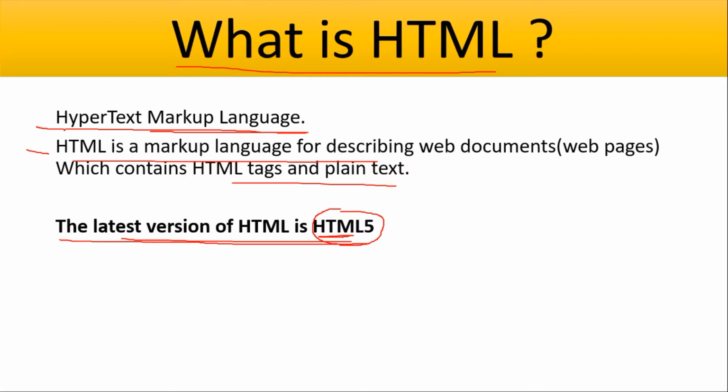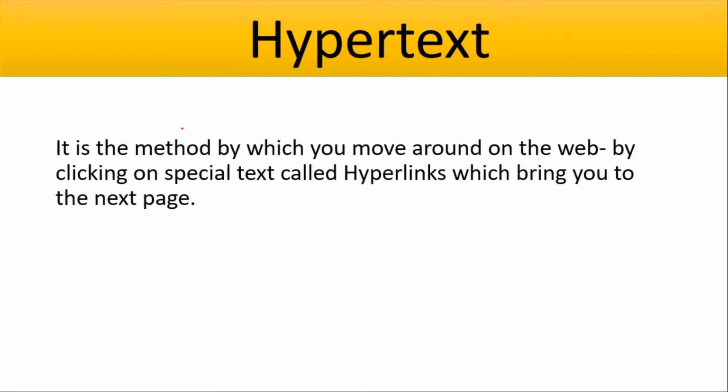Now we shall try to understand what hypertext and markup mean in HTML. The first thing we have is hypertext. Hypertext is a method by which you move around on the web by clicking on special text called hyperlinks, which brings you to the next page.